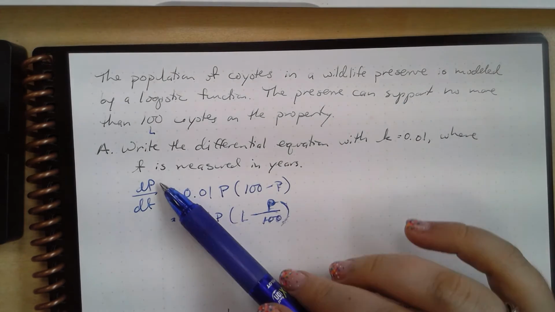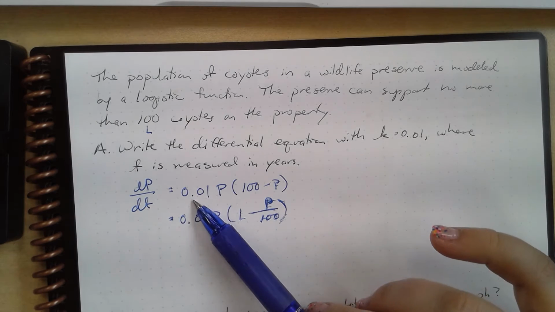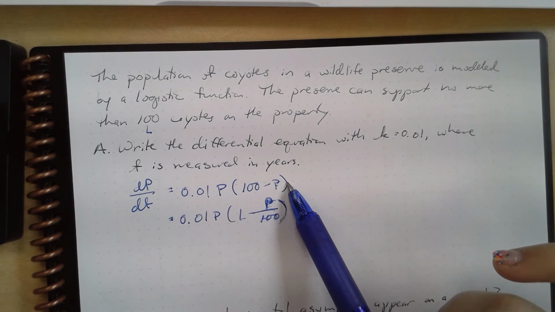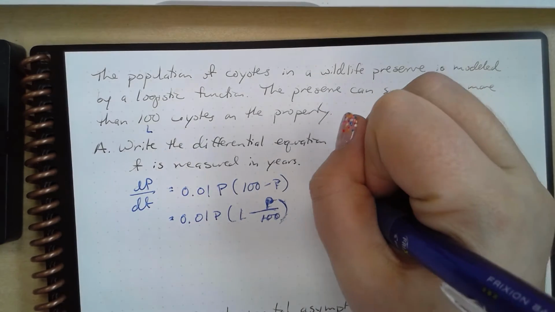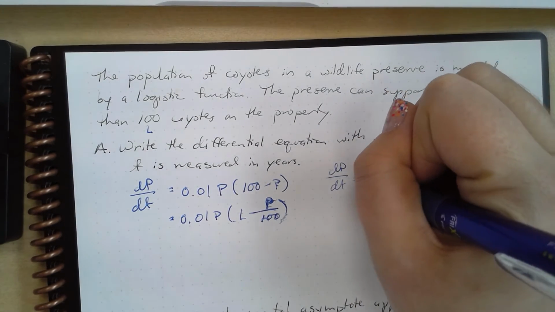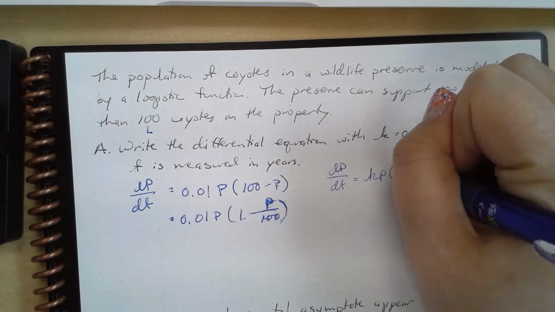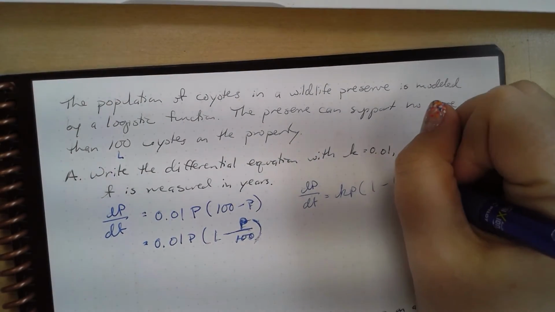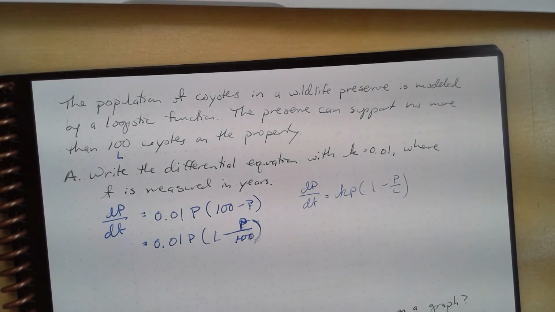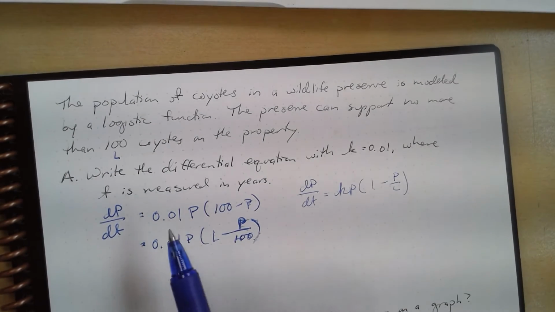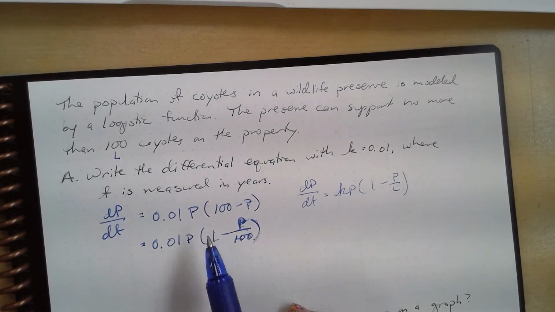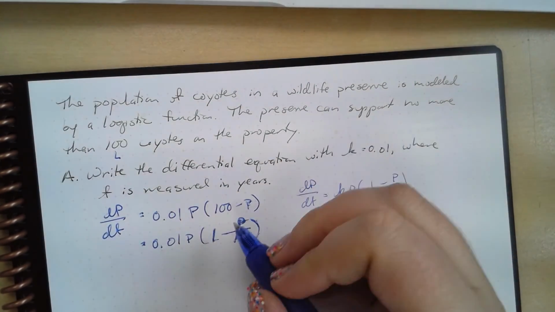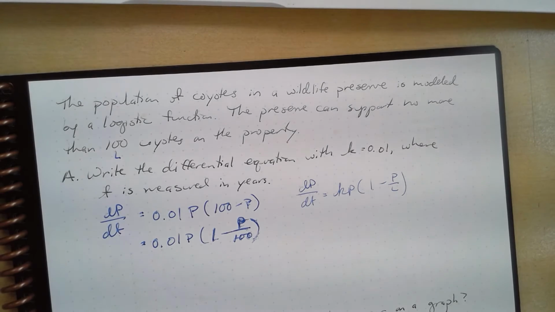Well, that's easy. dP/dt is just going to be kP times, let's go back and check here, (1 minus P over L), right? 1 minus P over L. So we can write this as 0.01 P times (1 minus P over 100), okay?